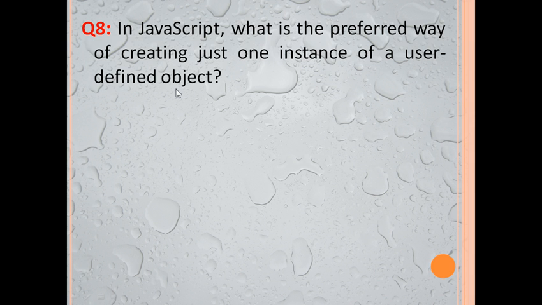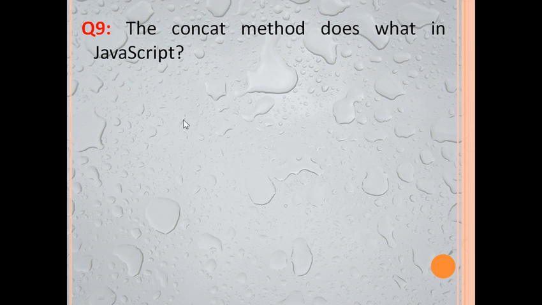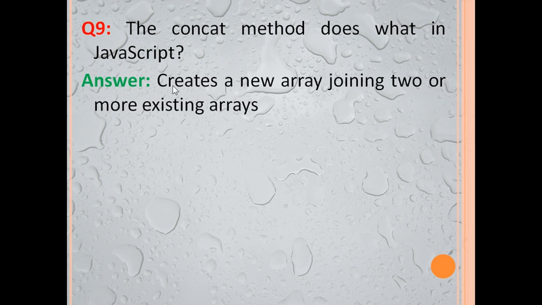In JavaScript, what is the preferred way of creating just one instance of a user-defined object? Object initializer. This is the shorthand for creating an object using just one line of code. The concat method does what in JavaScript? Concat creates a new array joining 2 or more existing arrays.